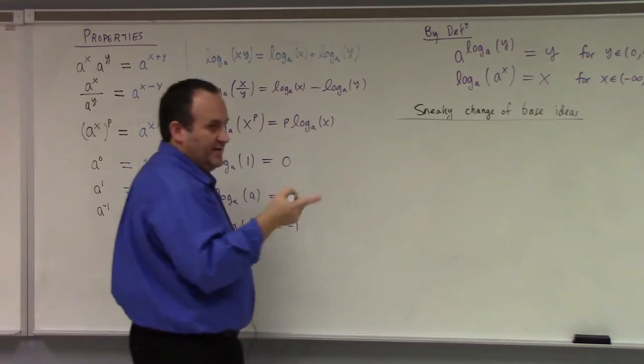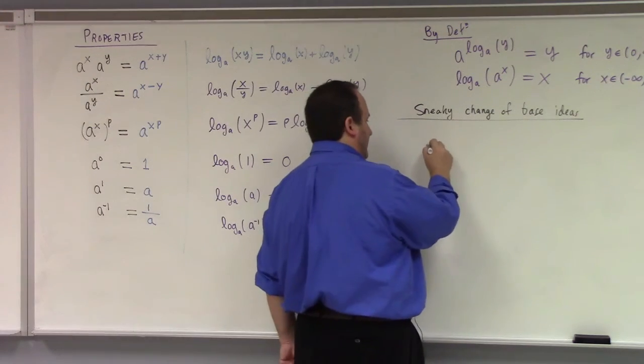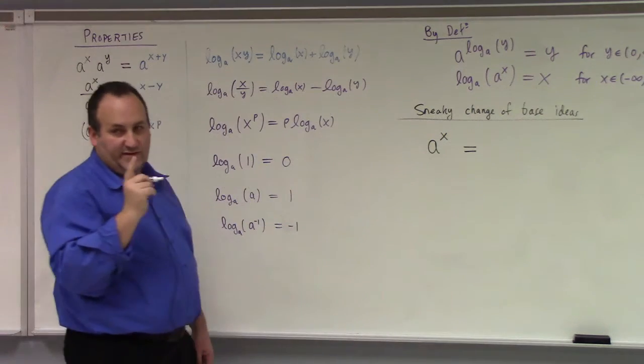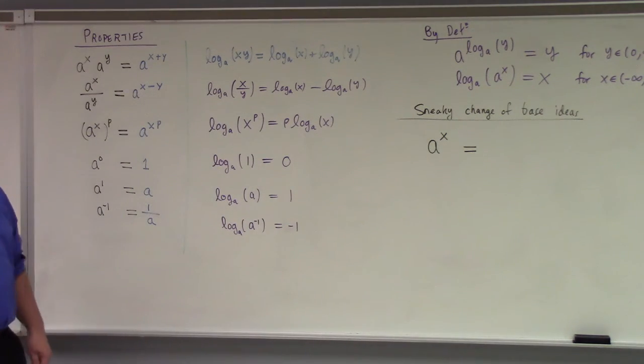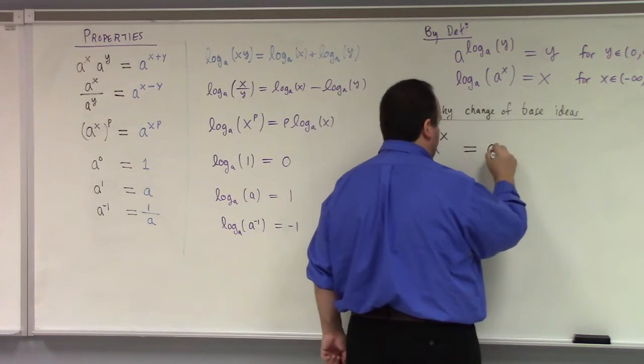So here's one thing you can do. Check this out. This is very sneaky. We can take ourselves from a to the x, and watch this, this is very, very sneaky, I can trade x for e to the natural log of x.